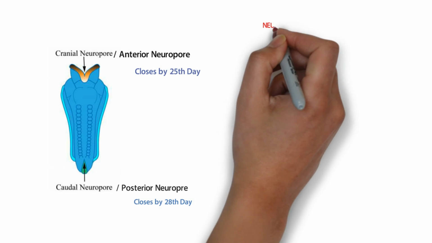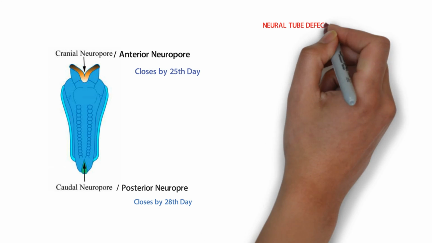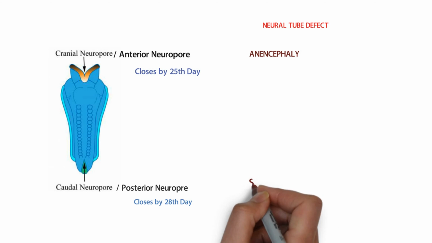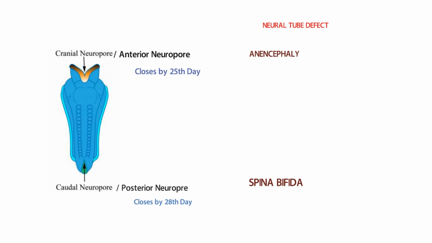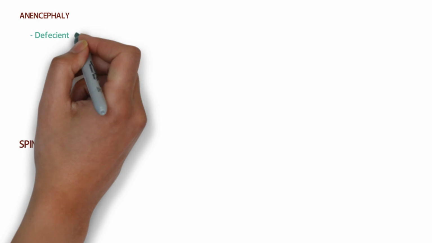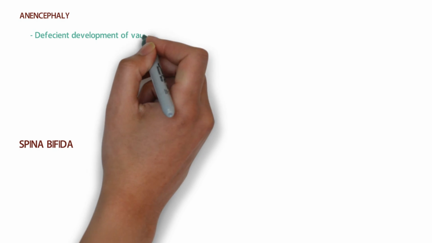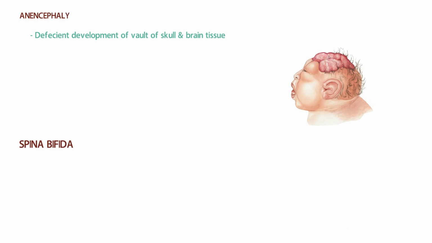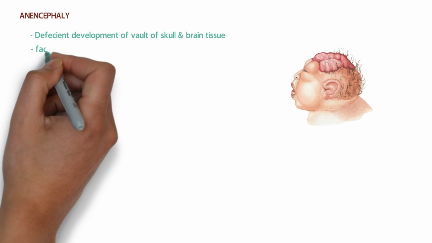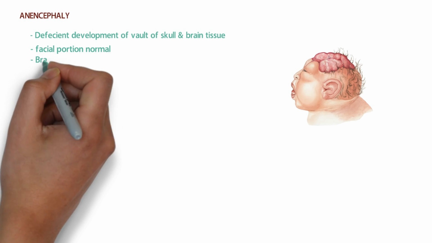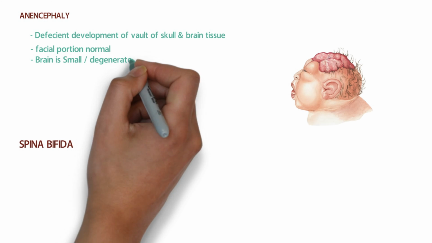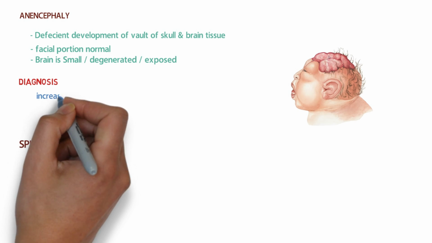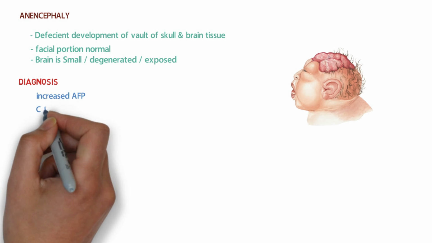Failure of the neuropores to close can cause neural tube defects. A defect in the anterior neuropore causes anencephaly, while a defect in the posterior neuropore causes spina bifida. What is anencephaly? Anencephaly is an anomaly resulting from deficient development of the vault of the skull and the brain tissue, but the facial portion is normal. The brain is small, degenerated and exposed. Look at this diagram, the skull cap is missing. How can we diagnose anencephaly? In the first half of the pregnancy, diagnosis is made by elevated alpha fetoproteins in amniotic fluid and confirmed by sonography.